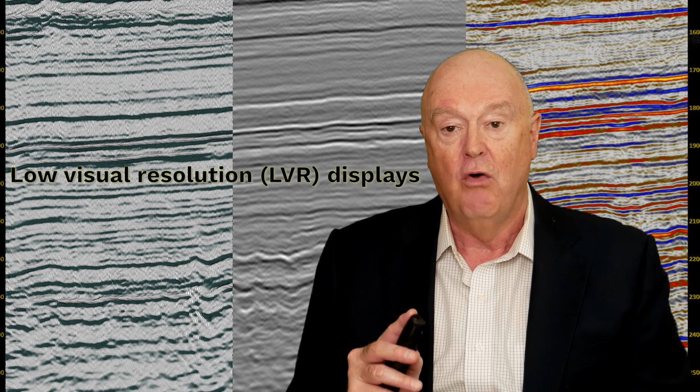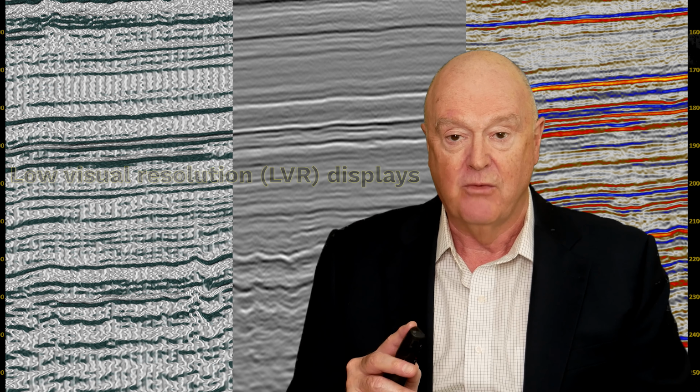These three displays, as familiar as they all are, are low visual resolution displays because they all filter out massive amounts of much needed information. The information is still in the seismic, but it never makes it through the display to the viewer. As a result, most of the information contained within a seismic section never contributes to an interpretation because it's filtered away by the display.